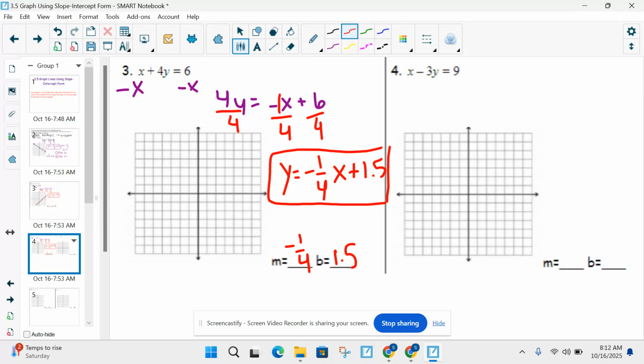So when you plot your y-intercept at 1.5, since it's in between the lines, when we go down 1 over 4, we're going to be going down 1 in between the lines, and then over 4. 1, 2, 3, 4. So your point will be at 4 and then 0.5. And then we can plot a point on the other side by going up 1 over left 4, 1, 2, 3, 4. So the other point is at -4 and then 2.5. So we'll take our straight edge and connect those 3 points.